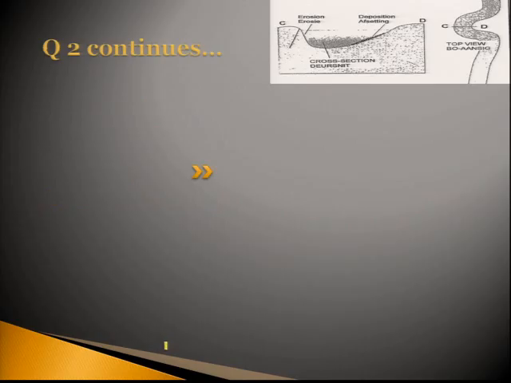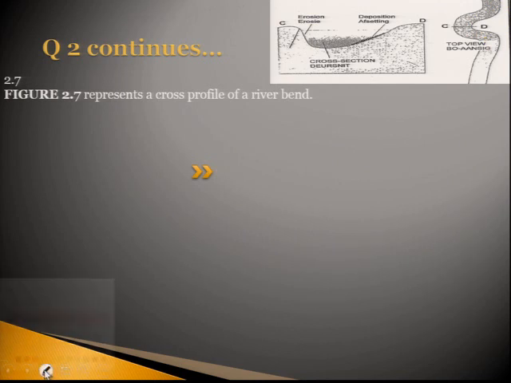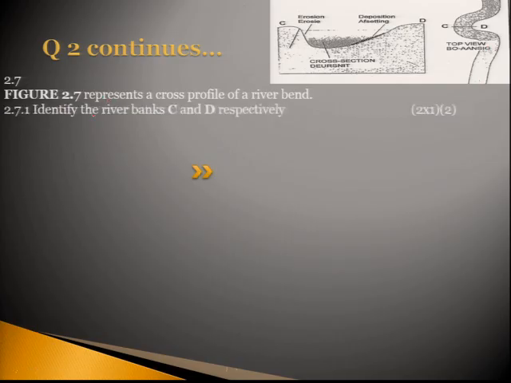Right, now the meandering stream. Question 2, let's continue with it. Our river will now start to meander, with cutoffs. Figure 2.7 represents the cross profile of a riverbed. Identify the riverbanks at C and at D respectively. Now we say C is your undercut bank, where your river starts to erode.